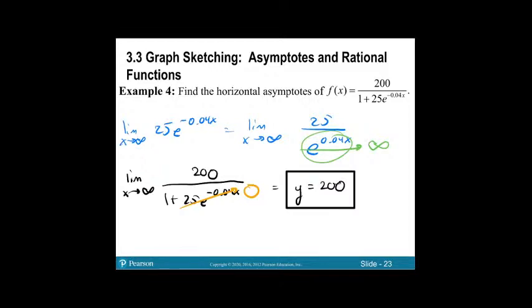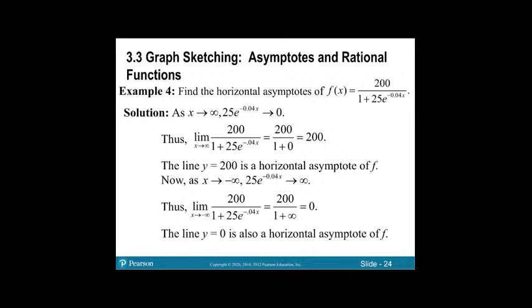Okay, let's see how the book did it. As x goes off to positive infinity, again, this term goes to 0, right? So therefore, the limit as x goes off to positive infinity of the original expression is going to be the same as 200 over 1 plus 0, which is basically 200. So the line y equals 200 is going to be the horizontal asymptote of the function.